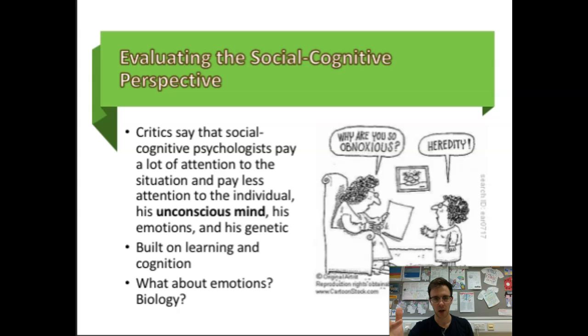So when evaluating the social cognitive perspective, critics say just this: social cognitive psychologists pay a lot of attention to the situation, the external environment, the social environment. However, they pay very little attention to the individual. They don't focus much on the unconscious mind, and they fail to look at the emotions, the true traits, and the genetic influences, the biology. It's very important in understanding holistically why a human does what they do and why they behave the way that they behave. So you can't fail to appreciate the person's inner traits, and you can't fail to appreciate the biological aspects either. These are some of the criticisms that you see within this perspective.